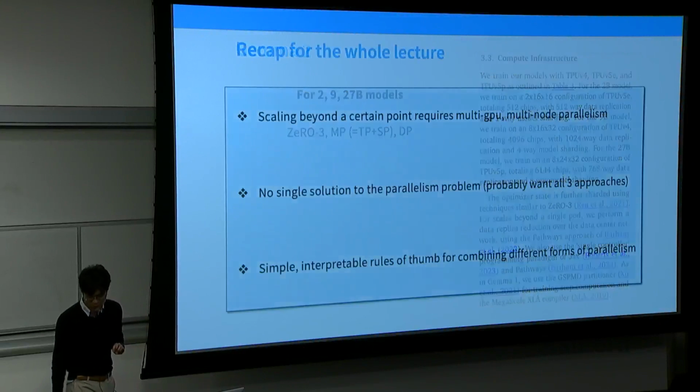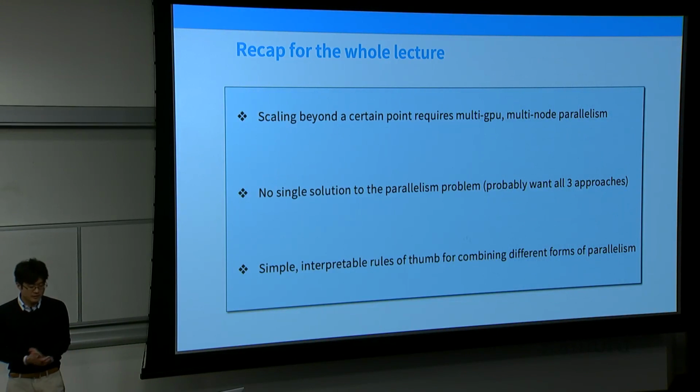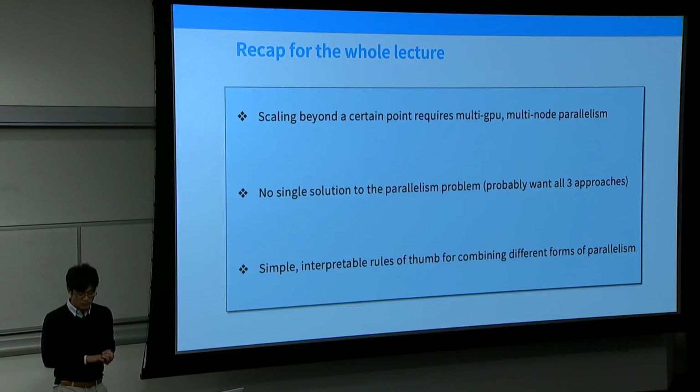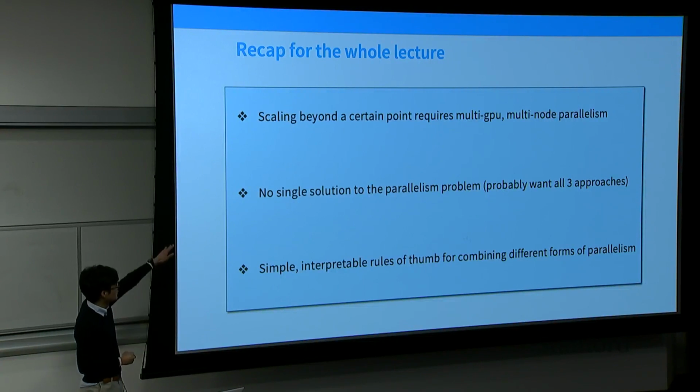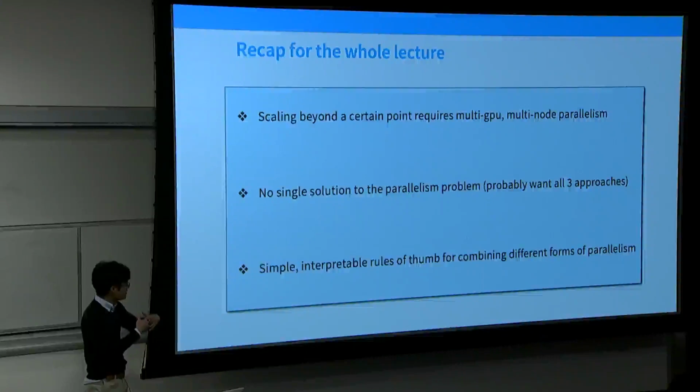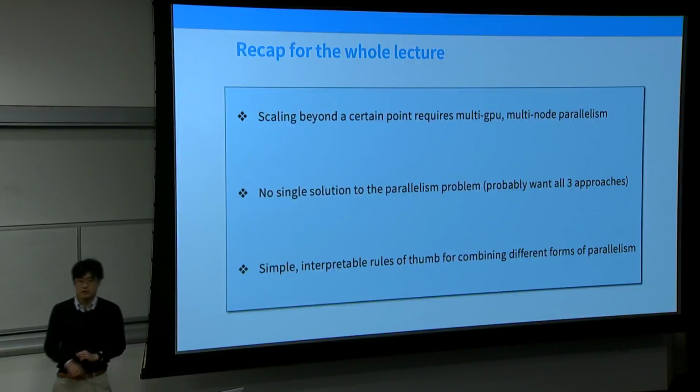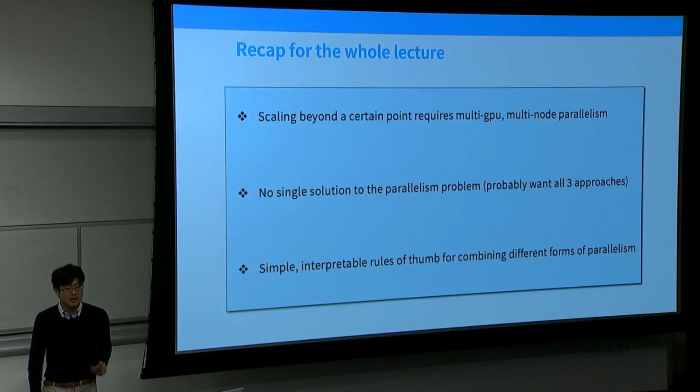Okay, so putting it all together, scaling beyond a certain point is going to require multi-GPU, multi-node parallelism. There's no single solution, right? So you want to combine all three approaches to leverage their strengths, and then there are simple and interpretable rules of thumb for how you might execute this parallelism in practice.